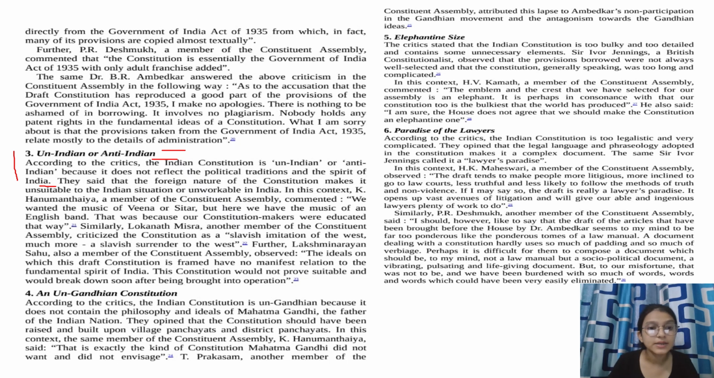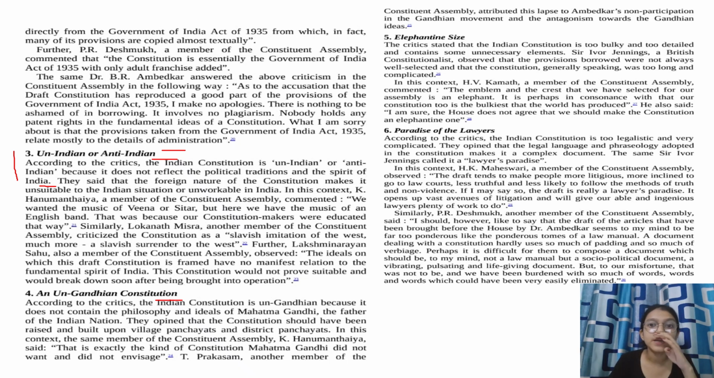Then we have the un-Gandhian constitution. This is another criticism. Many people believe that whatever Gandhi thought at that time, that our constitution should not be like this, that's how our constitution is. Whatever he denied, all those things have been incorporated in our Indian constitution. This is a kind of mockery or irony in the eyes of the critics. So that is why the statement has been made here.